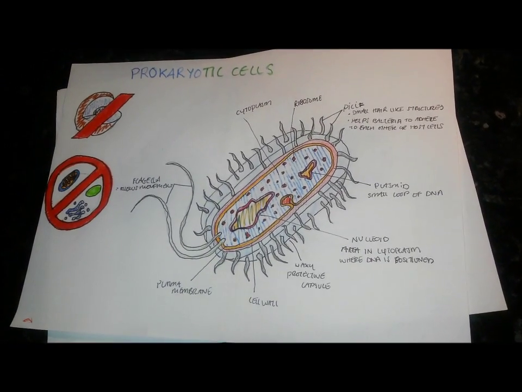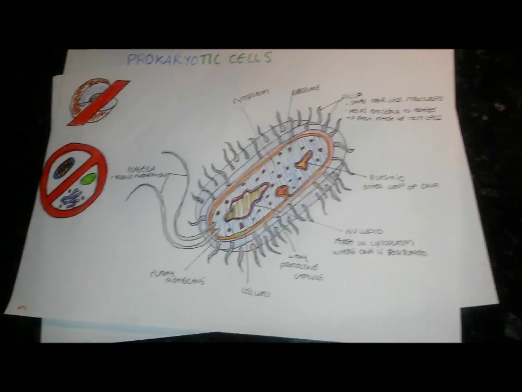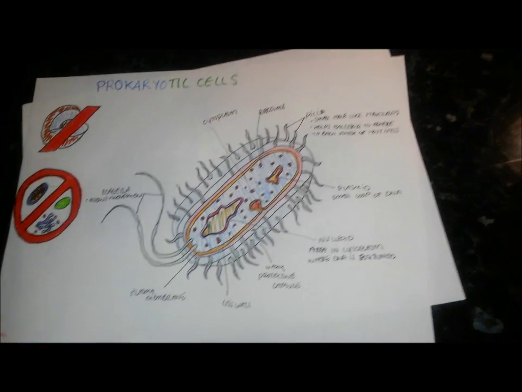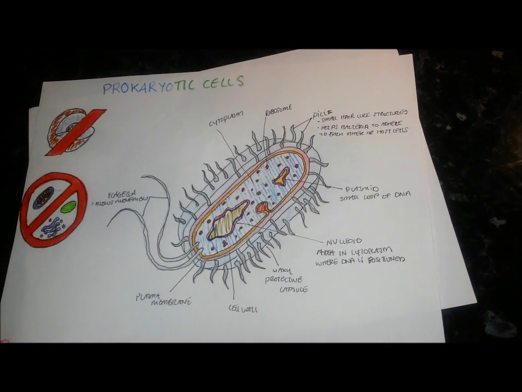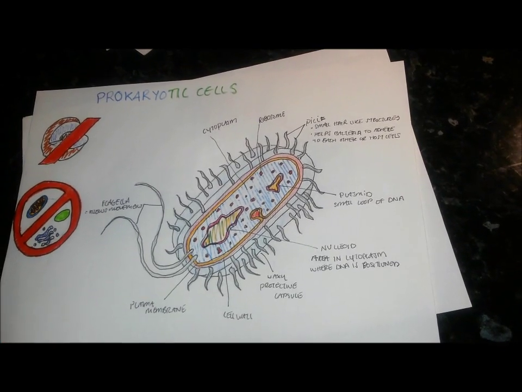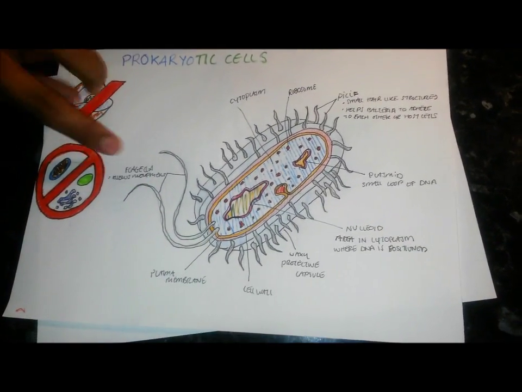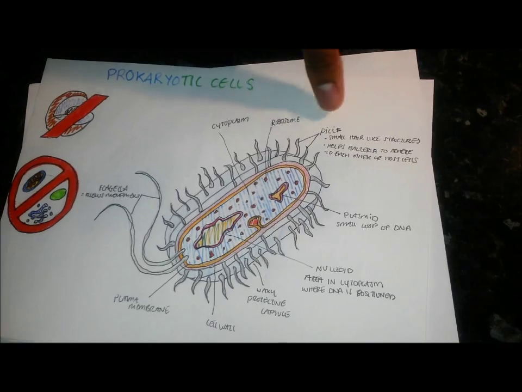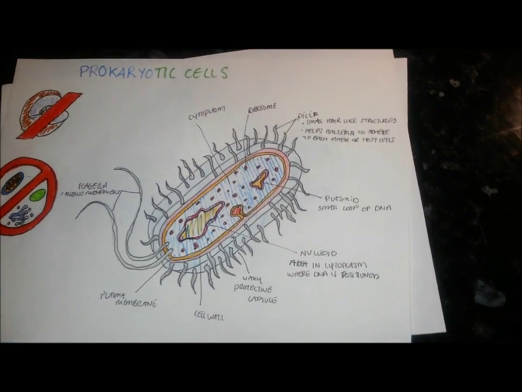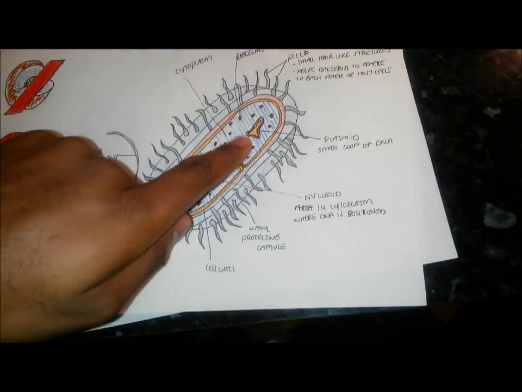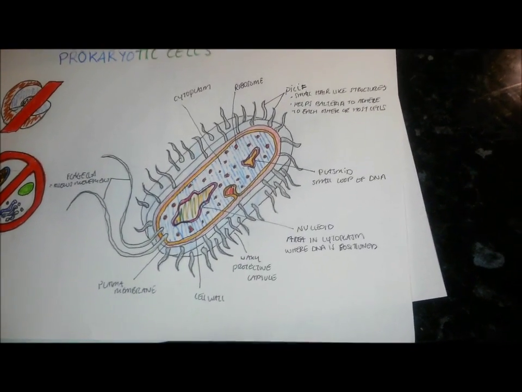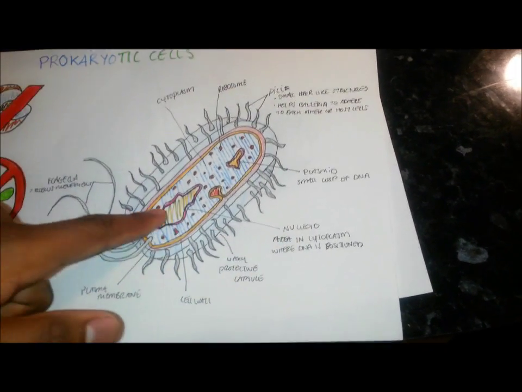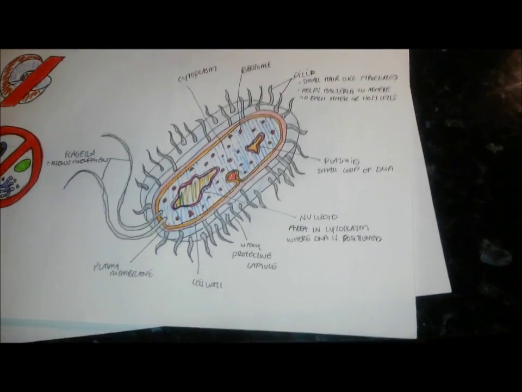Finally, to finish, prokaryotic cells. These are very similar to eukaryotic cells in the fact that they have a cytoplasm, ribosomes, a cell wall and a plasma membrane, except they have flagella, which act like tails, which allow them to move. They have pili, which are small hair-like structures, which help the bacteria to adhere to each other and to host cells. They have plasmids, which are small loops of DNA. Nucleoid, which is an area in the cytoplasm where DNA is positioned. A waxy protective capsule, which protects it from neighbouring cells.